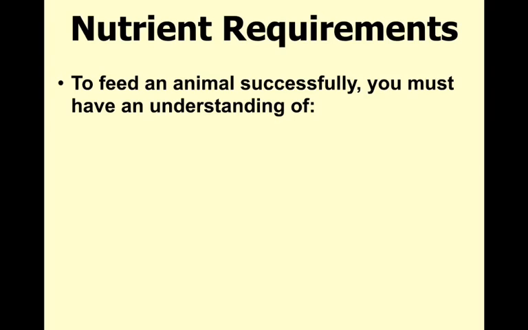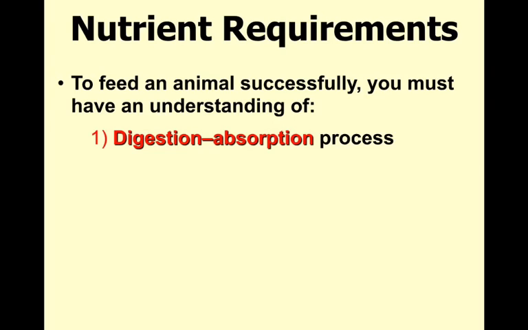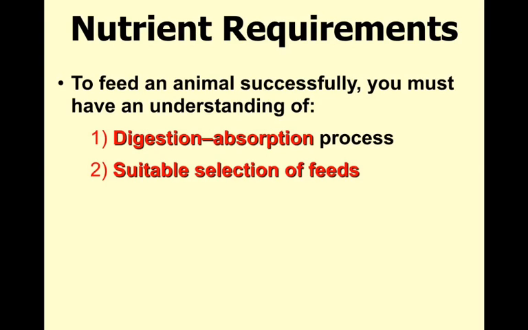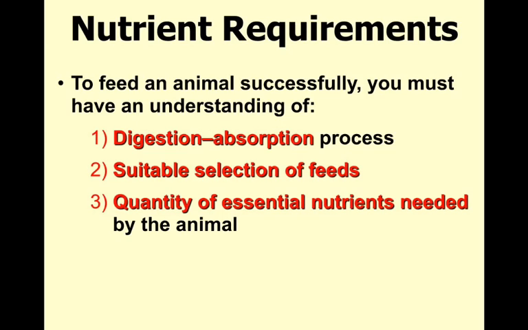If we're going to feed animals successfully, we have to have an understanding of several things. One is the digestion and absorption process. How do they utilize the food that you give them? We covered that during the first week of this semester when we evaluated the digestive systems of the variety of animals we're going to be working with. We then spent the next couple of weeks looking through the different types of feeds we have to work with and understand which feeds can be used for different species. Now we're going to be able to start utilizing that information once we understand the quantity of nutrients needed by the animal. We are now at the point that we could start balancing rations once we understand what nutrients the animals require.